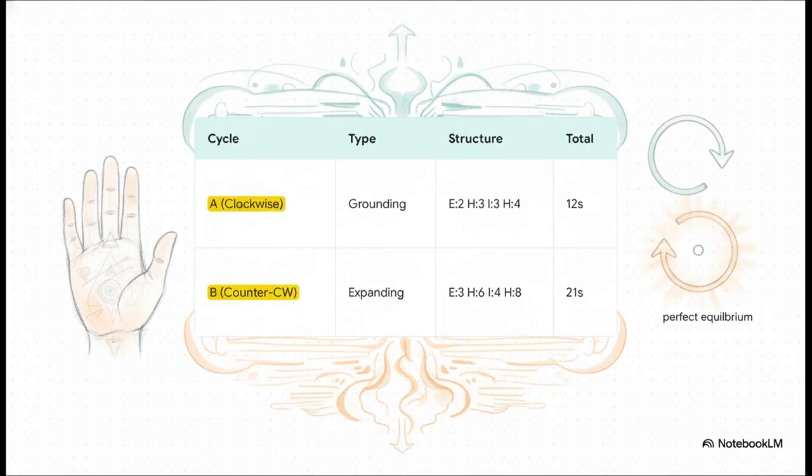All right, take a look at this. We've got 2 cycles here. First, there's cycle A, a 12-second rhythm that's all about grounding. Then you have cycle B, which is a longer 21-second rhythm for expansion. Now here's where the magic happens. You add them together. 12 plus 21, you get 33. And according to this model, that number is a point of perfect equilibrium.